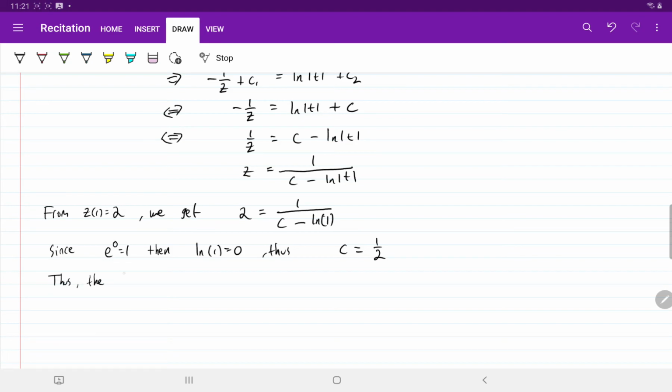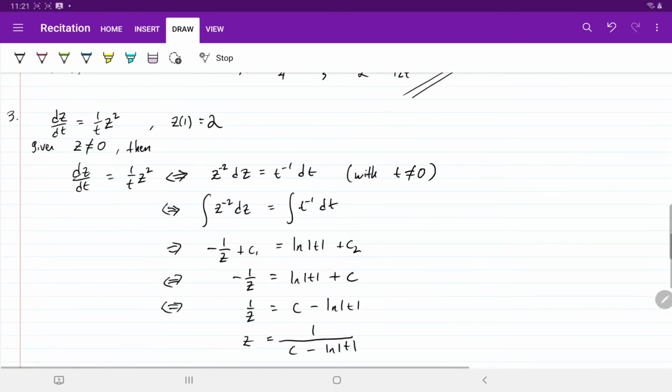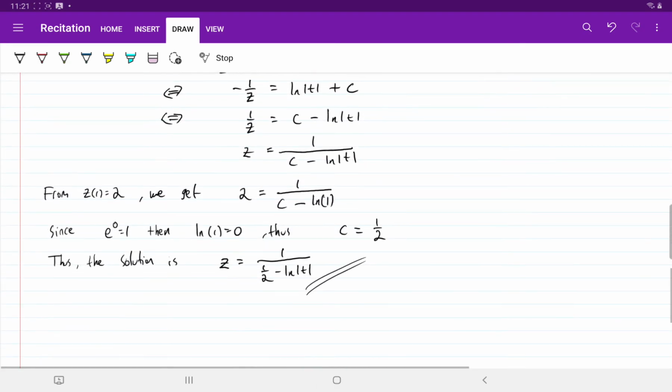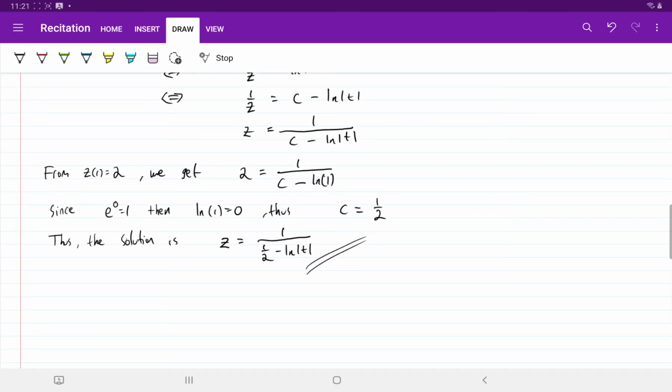Therefore the solution is z equals 1 over 1/2 minus log absolute value of t. Okay, so that is the final solution of problem number 3.